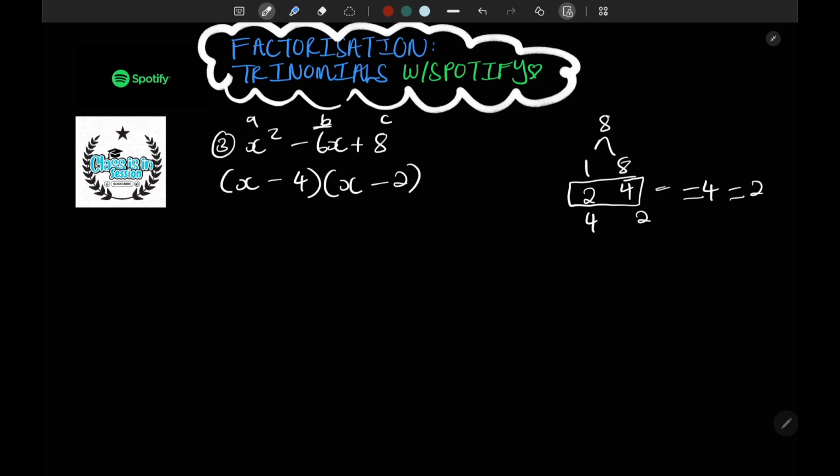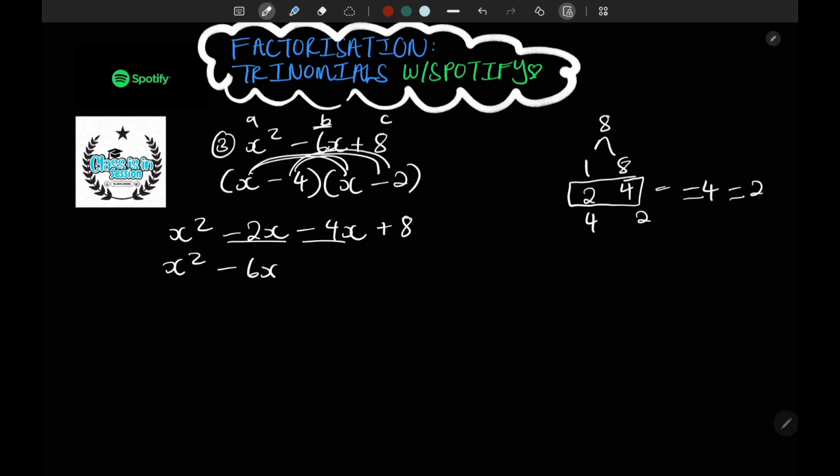Now to verify our factorization, let's distribute it. X times x is x squared. X times negative 2 is negative 2x. Negative 4 times x is minus 4x. Negative 4 times negative 2 is positive 8. X squared, what's minus 4x minus 2x? It's minus 6x plus 8. This is the same thing as that, therefore your factorization is accurate.